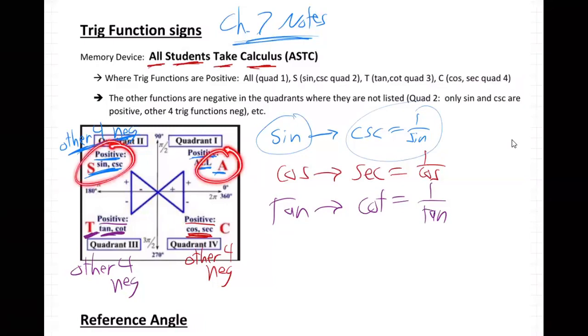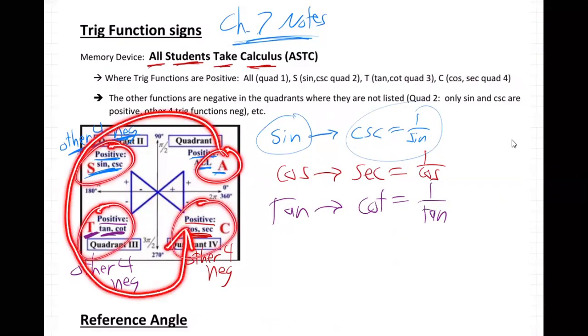Only sine and his upside down are positive in the second. Only tangent and his upside down are positive in the third. Only cosine and his upside down are positive in the fourth. All students take calculus, the 4 quadrants, just like that.